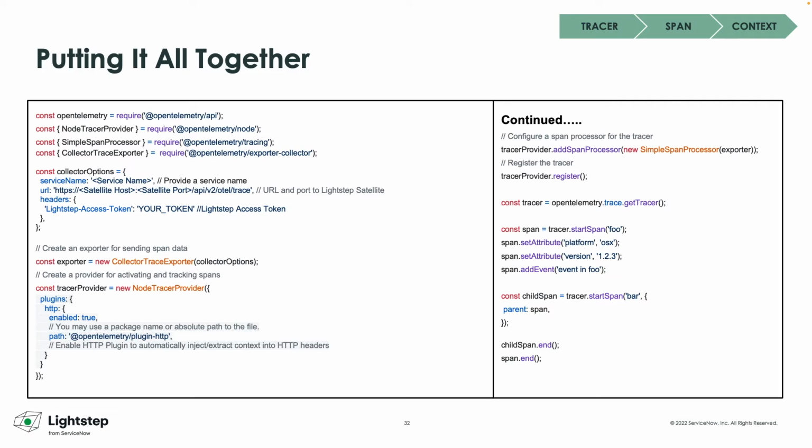Putting it all together, this is an example of instrumentation of a Node.js application, where you declare the libraries of OpenTelemetry first, then you create your tracer. You use this tracer to create different spans and add attributes and log events to them. And you don't forget to end the span that you have created at the end.